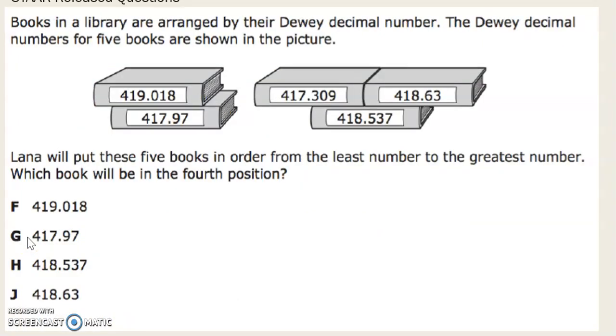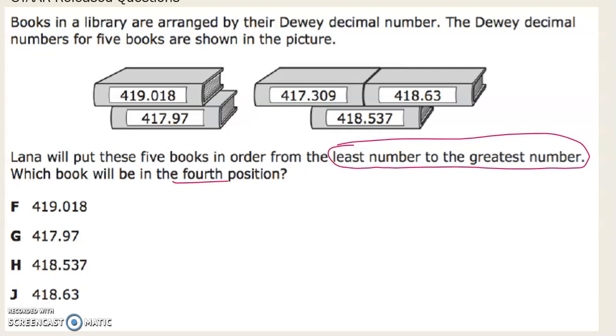It says books in a library are arranged by their Dewey Decimal Number. The Dewey Decimal Number for 5 books are shown in the picture. Lana wants to place these books in order from least number to the greatest number. Which book will be in the 4th position? Okay, so to solve this problem, I'm going to put these numbers in order. And in this case, I'm putting them in order from least to greatest. Okay, and I'm looking for the 4th book.